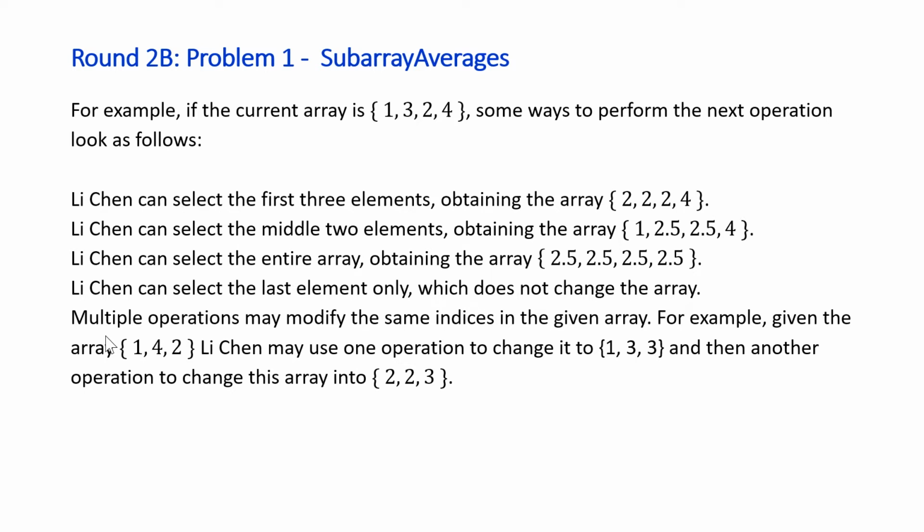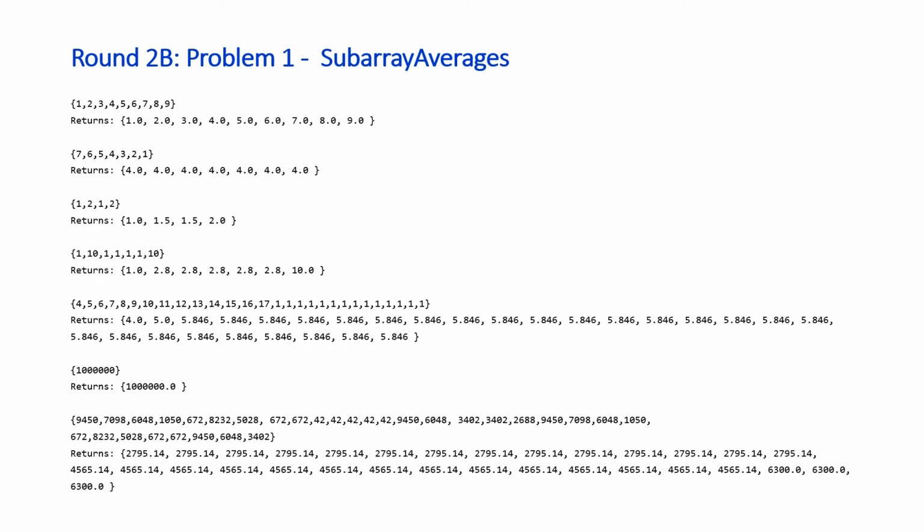And it also notes that multiple operations may modify the same indices in the given array. For example, given the array 1, 4, 2, Li Chen may use one operation to change it to 1, 3, 3, and then another operation to change this array to 2, 2, 3. Initially it's not clear what algorithm we should use to solve this problem, but the way I found my way to the solution was by taking a look at all of the examples that TopCoder provided us with.